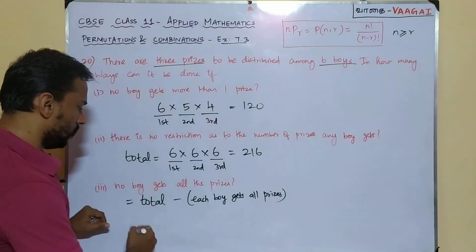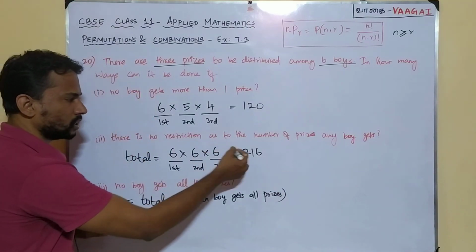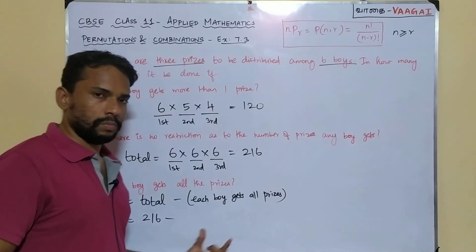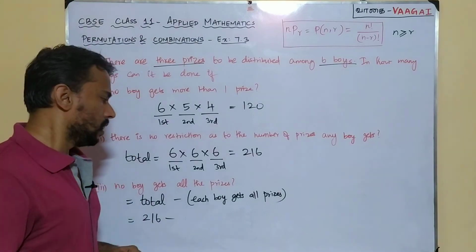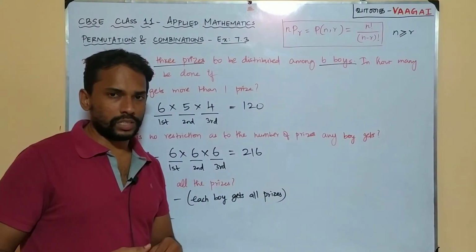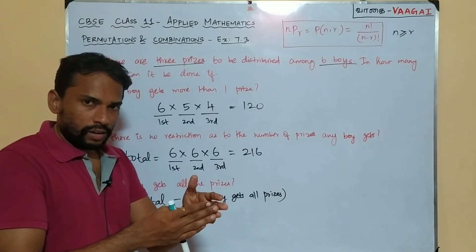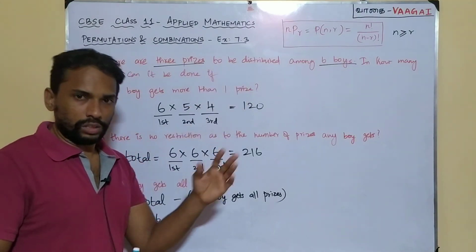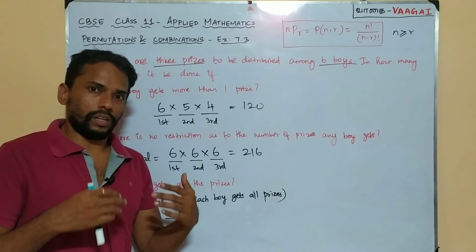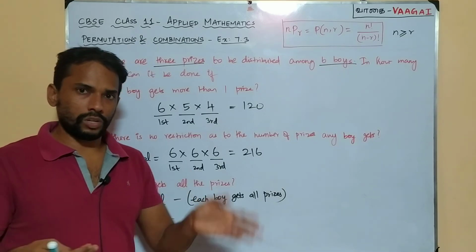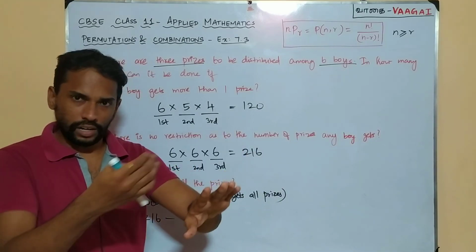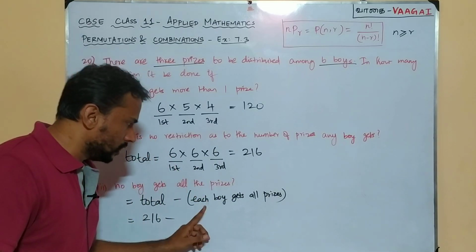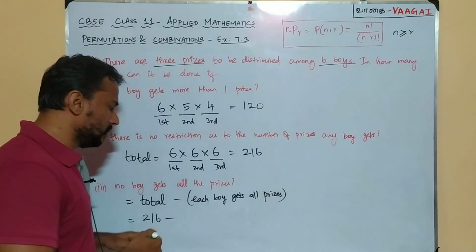Yes, we know that the total is what? 6 into 6 into 6, which is 216, minus. Now think about this one. This can be very easily obtained. Each boy gets all the prizes. That is, either the first boy can get all the 3 prizes, or the second boy is getting all the 3 prizes, or the third boy can get all the 3 prizes, or the fourth can get all, or the fifth can get all, or the sixth can get all. So this individual process alone can happen in 6 different ways.